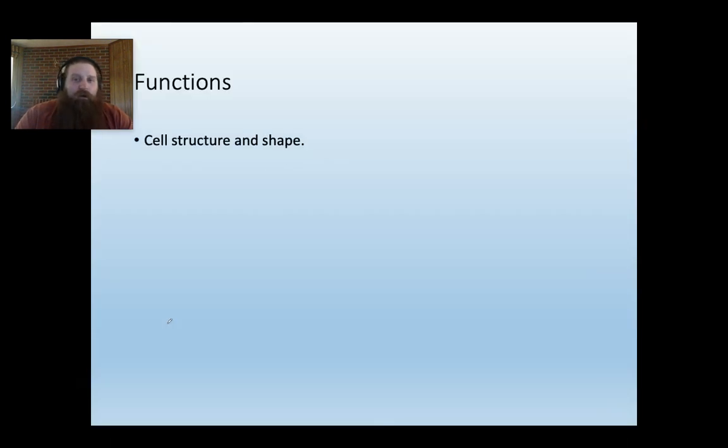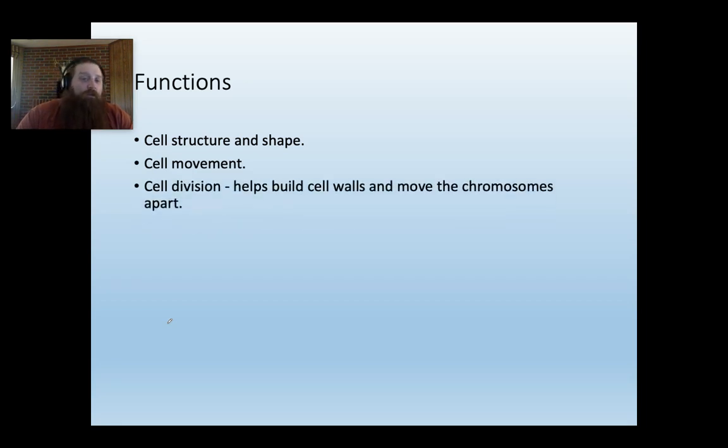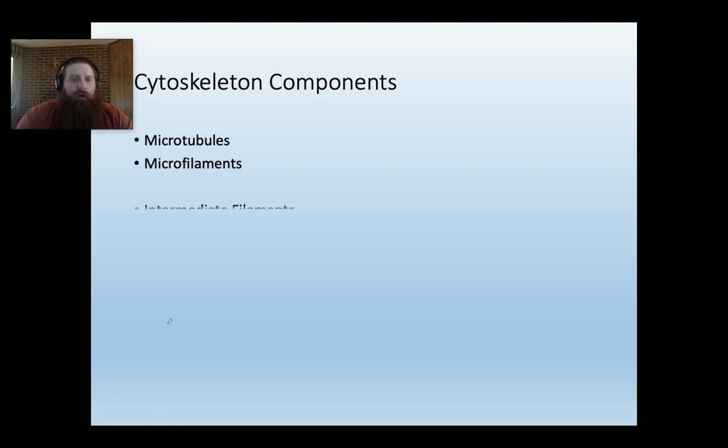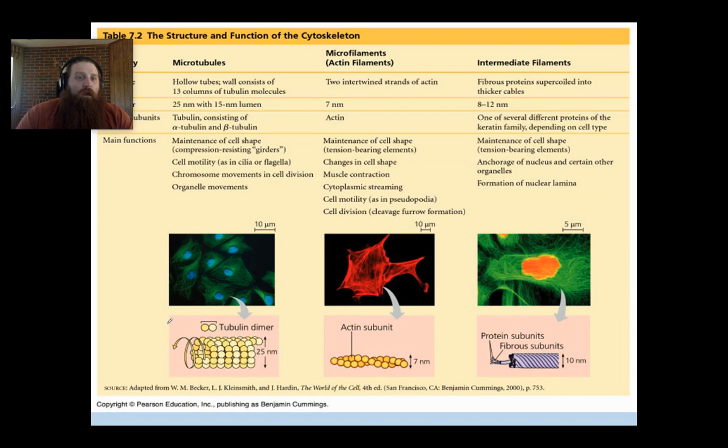The function of the cytoskeleton is obviously to give structure and shape to the cell, just like your skeleton gives you structure and shape. It allows the cell to move, and it's actually very important for cell division. It's got 3 parts: microtubules, microfilaments, and intermediate filaments, okay? And you can kind of see a breakdown of them here. Now, you don't need to memorize this by any stretch of the imagination. Not going to ask you to do that. One thing I want you to know about each one.